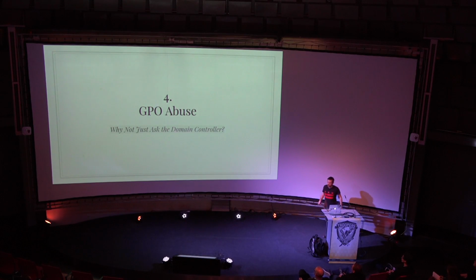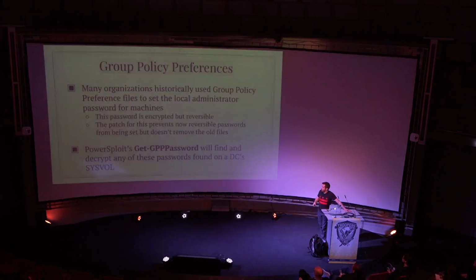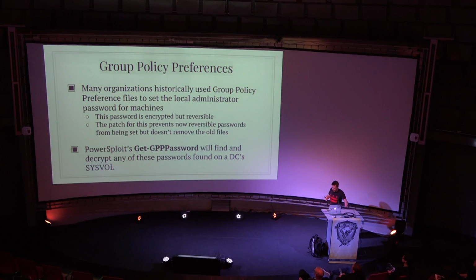So GPO abuse. This is kind of some brand new shiny stuff in PowerView. I was modifying some of the code last night at the hotel. Hopefully I didn't break anything. But why not just ask the domain controller for all this kind of group policy user login information? What do I mean by that? So I'll back up a quick second. I'll start with some GPP stuff and then get more into the GPO user location components.